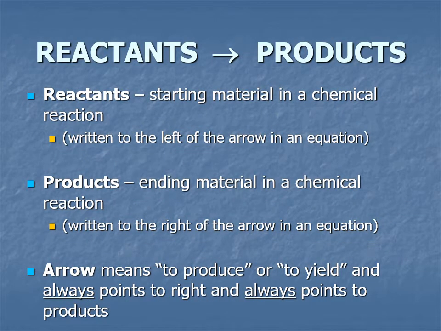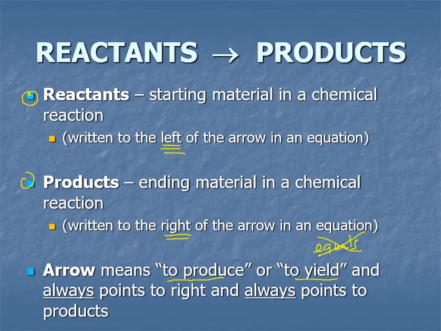Okay, reactants and products, just a little bit more focus here. Reactants are the starting material in a chemical reaction. The reactants are always written to the left of an arrow in the equation, even if it's a double arrow. Products are the ending materials in a chemical reaction, and they are always written to the right of an arrow. Even if it's a double arrow, one arrow will always point right, and the products are always on the right. The arrow itself simply means to produce or to yield, but never say equals. That's bad because that's kind of like a math thing.